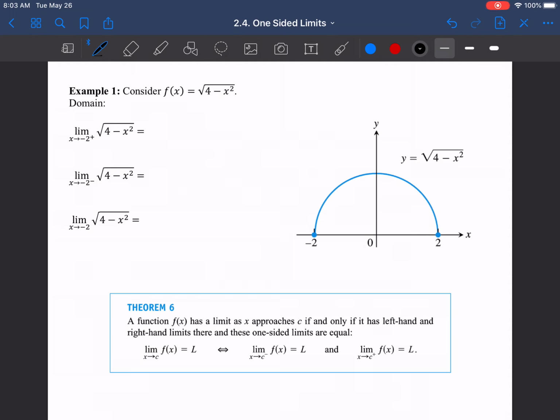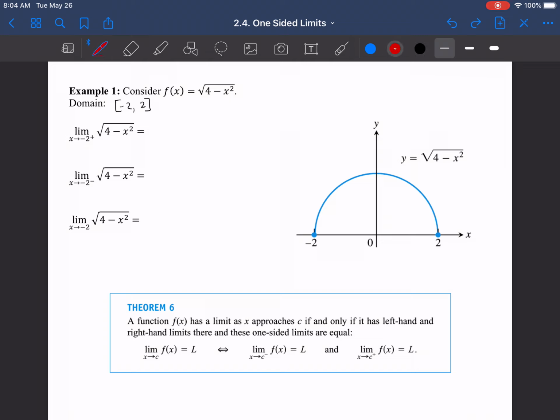Okay, so let's take a look at example 1 here. Consider the function f of x equals the square root of 4 minus x squared. The domain here is between -2 and 2, inclusive. In fact, that is just the domain. We can't get outside of that. So take a look here. If we look at the limit as x goes to -2 from the positive side, I'm sorry, I said 2. Got to look at the little negative sign right there.